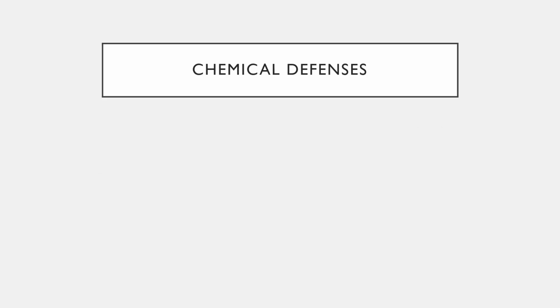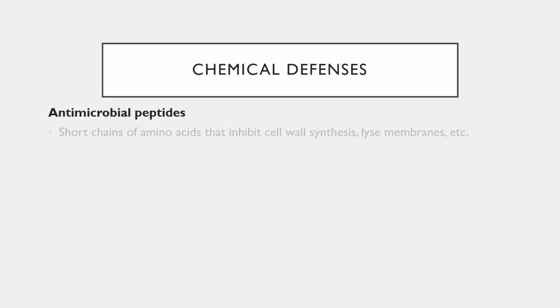In addition to the chemical defenses that we just mentioned, there are certain classes of molecules that the body produces that are involved in the direct destruction of microbes. One of those classes is antimicrobial peptides. A peptide is a small protein. So antimicrobial peptides are short chains of amino acids that play various roles in inhibiting cell wall synthesis in prokaryotic cells, lysing their membranes to destroy them, and other mechanisms.